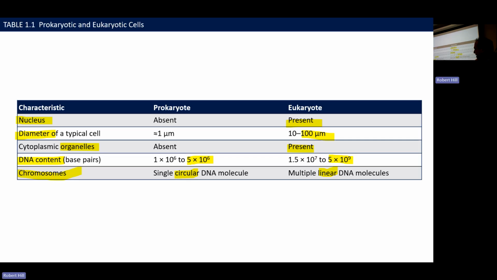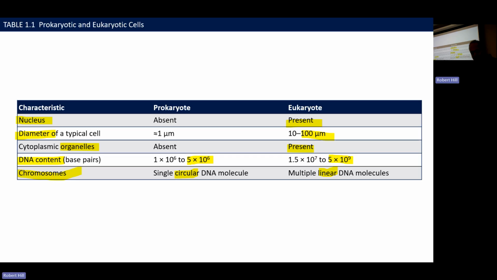They have the membrane-bound nucleus, membrane-bound organelles, right? They have a lot more DNA. So for prokaryotes, when you see times 10 to the 6, what is that? Millions, right? So millions of base pairs in a bacteria, but almost billions in a eukaryote. So a lot more information to provide all that complexity.